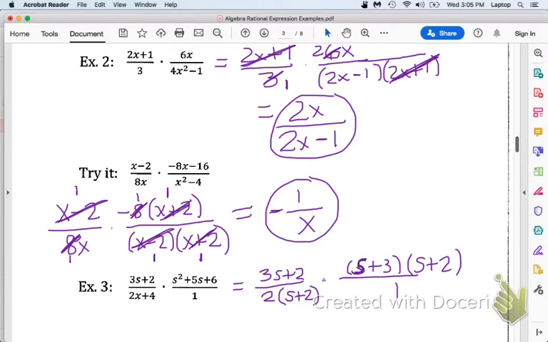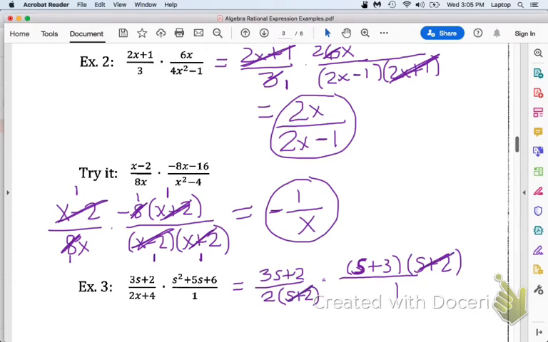Okay. So 3s plus 2 over 2 times s plus 2, times the factor of s plus 2 times s plus 3. And again, it doesn't matter the order that the factors are in, right? Because I could have s plus 2 times s plus 3 or s plus 3 times s plus 2. The whole thing would still equal that other trinomial. When I look at things to cancel, the only one that I have is the factor of s plus 2. So this and this cancel, okay?